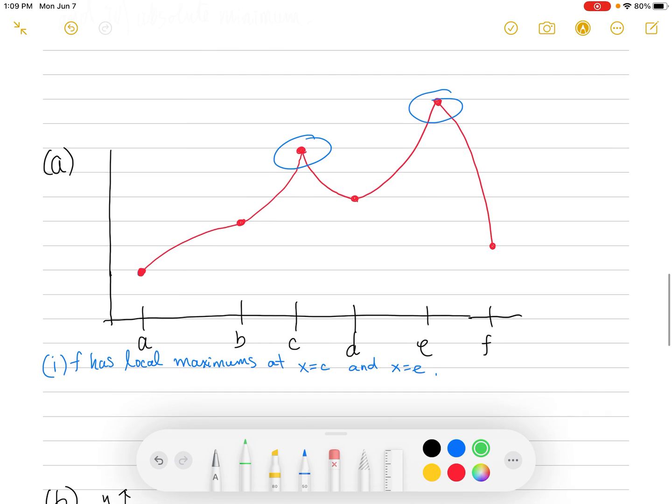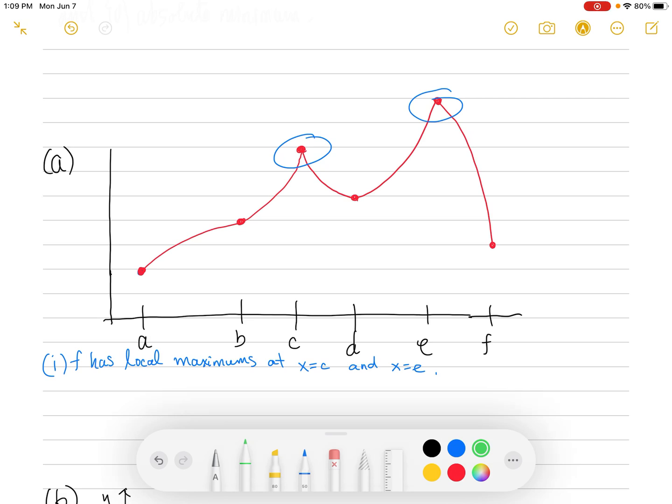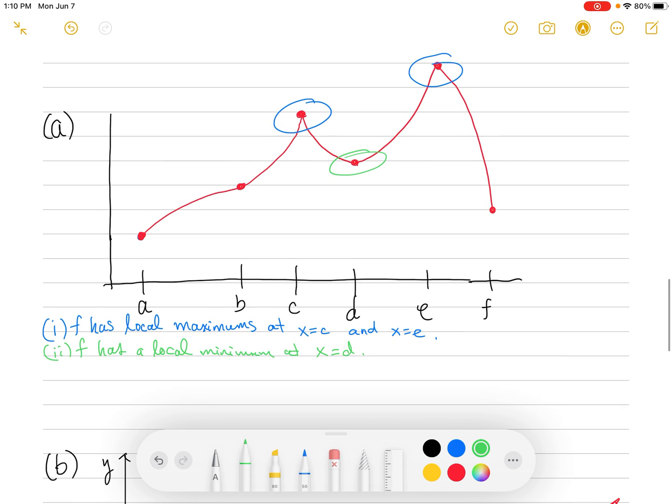Okay, let's identify, are there any local minimums? To be a local minimum, you have to be a valley. You have to have two sides. So that would not be a local minimum because it only has one side. That would not be a local minimum because it only has one side. So there's only one local minimum here. f has a local minimum at x equals d. So just one.